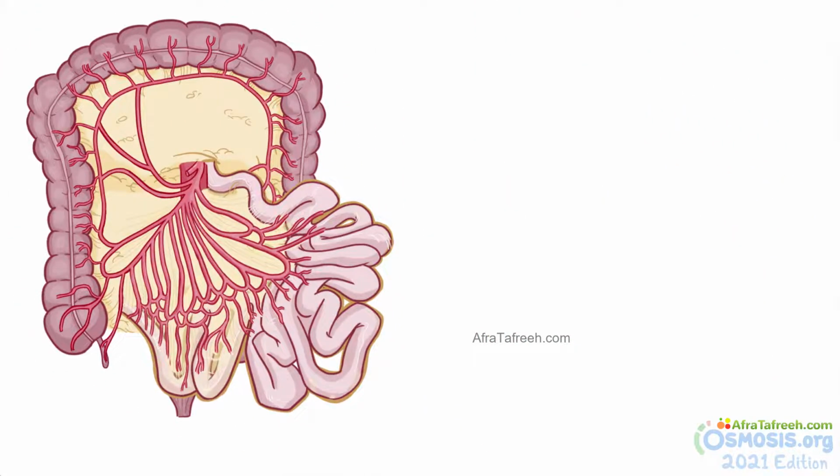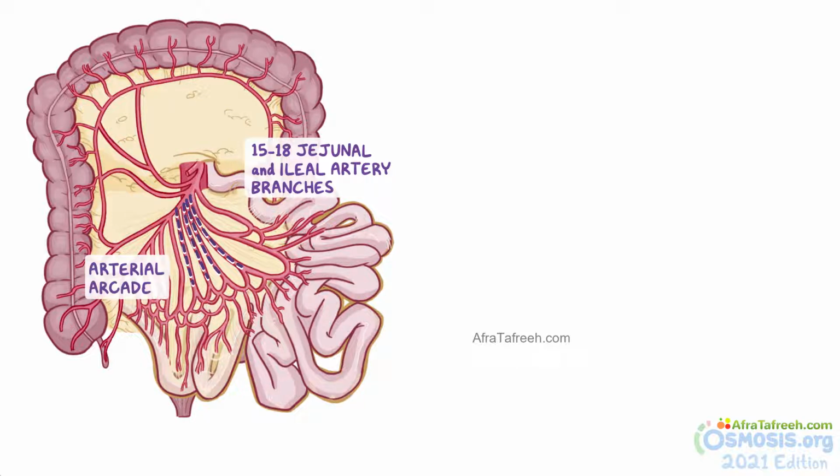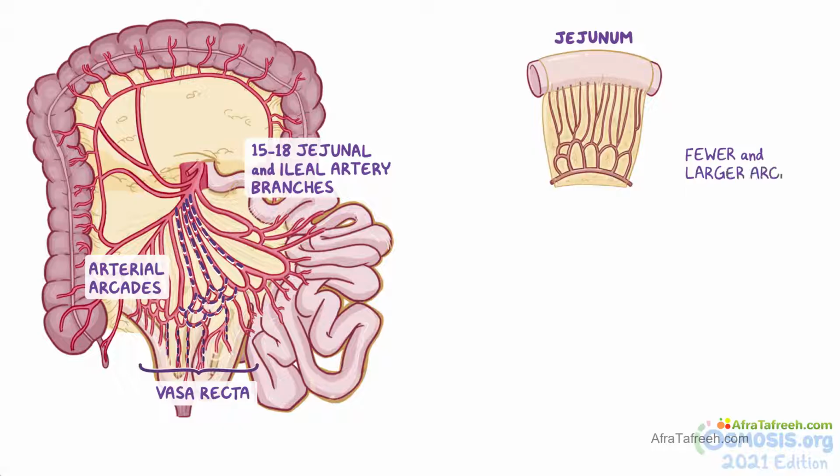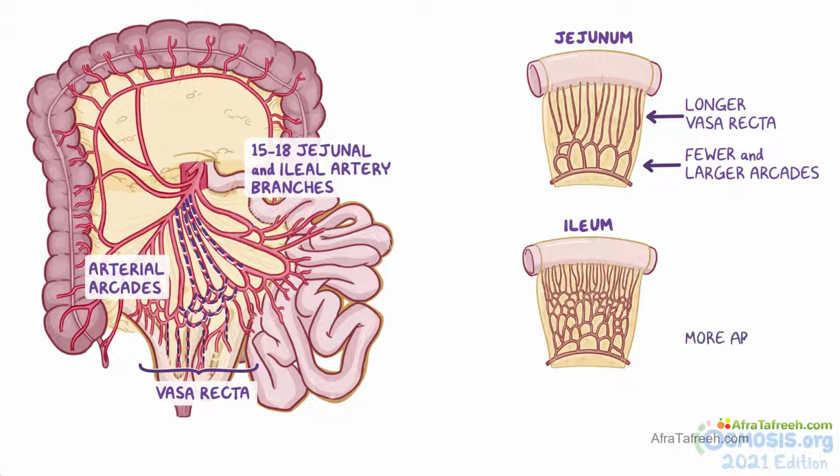Then, the SMA gives around 15 to 18 intestinal branches to the jejunum and ileum. These adjacent intestinal branches form anastomoses with each other that look like loops, called the arterial arcades. From these arcades arise many straight arteries, called the vasa recta, that supply and penetrate the intestines. Branches for the jejunum have fewer and larger arcades with longer vasa recta, while the ileum has more arcades with shorter loops and shorter vasa recta.